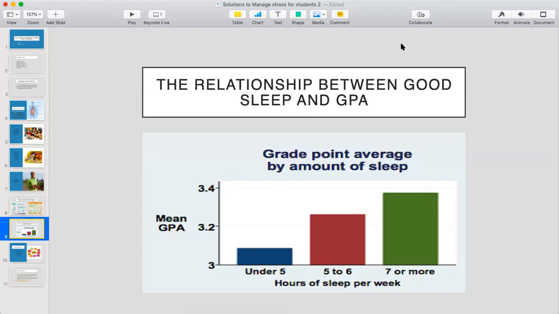Let's see the next one, the relationship between good sleep and GPA. This diagram, it's low quality, but it's better because it's not too detailed and it doesn't make me focus so much on the slide. So it's better. However, of course, the quality is low. It can be a little bit better than that.